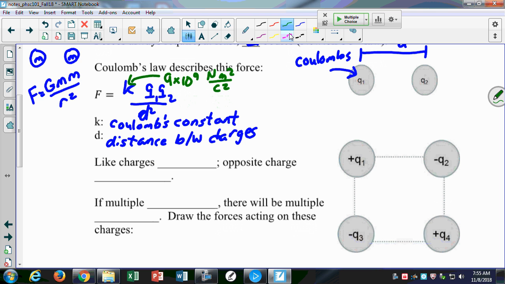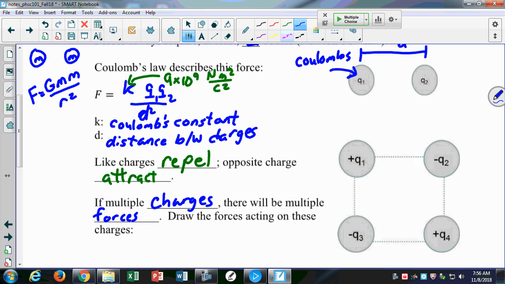Unlike with masses, which are always attractive, always attracted to one another, that's not true with charges. Like charges repel, and opposite charges attract. If you have multiple charges, then that means there will be multiple forces.